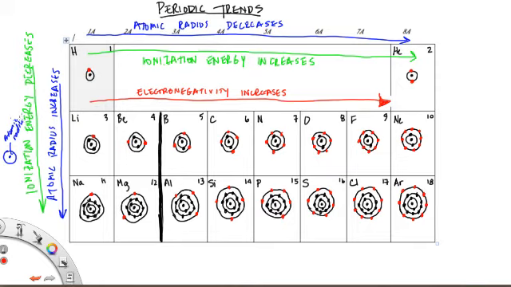Okay, here I'm going to be drawing over my atomic radii, drawing here. Electronegativity decreases. Again, it follows the same trend as ionization energy.